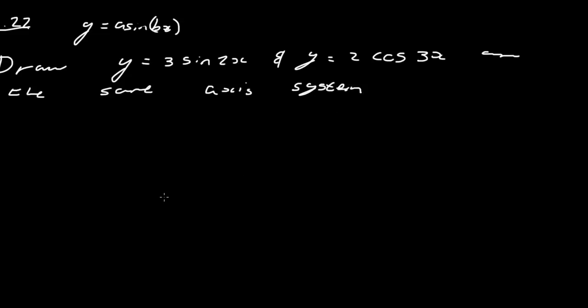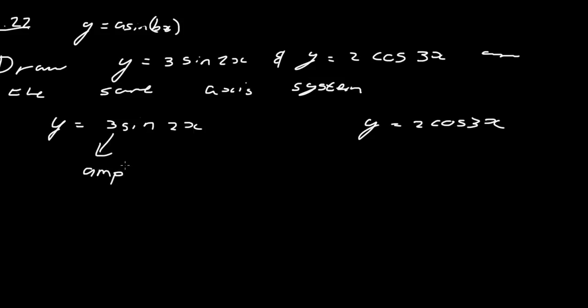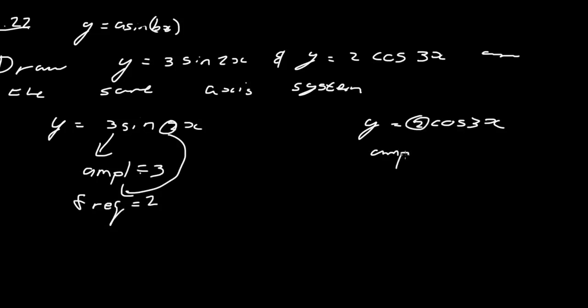Okay? And then what they do is they take y equals 3 sine 2x and y equals 2 cos 3x, and they just get the information from here. That means amplitude is 3, and this means that frequency equals 2. Here, amplitude equals 2 and frequency from here equals 3.